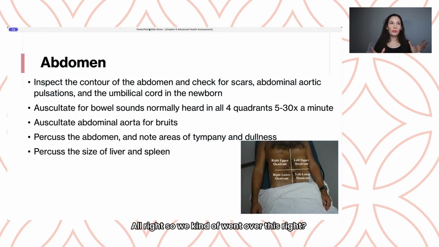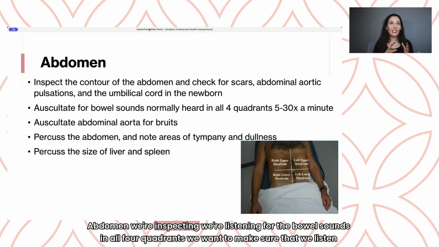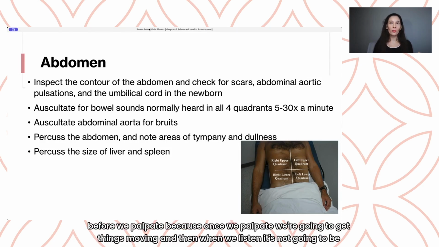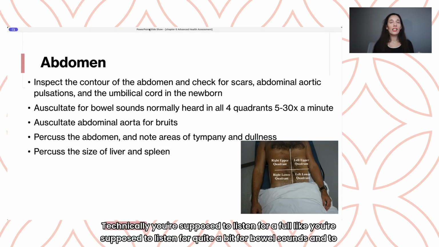All right. So we kind of went over this, right? Abdomen, we're inspecting, we're listening for the bowel sounds in all 4 quadrants. We want to make sure that we listen before we palpate, because once we palpate, we're going to get things moving. And then when we listen, it's not going to be accurate.